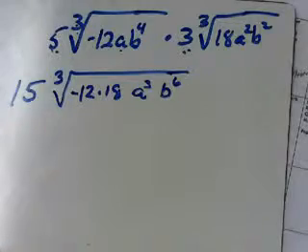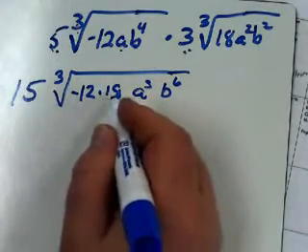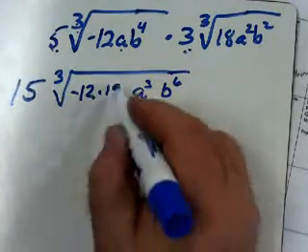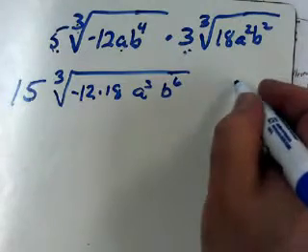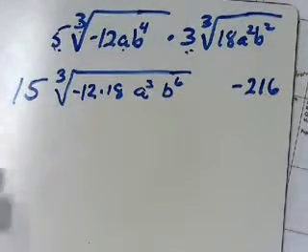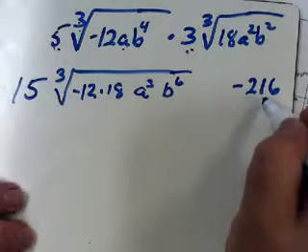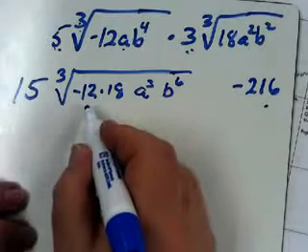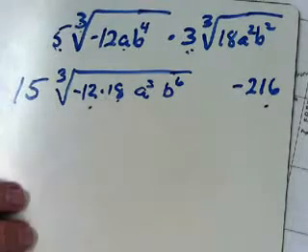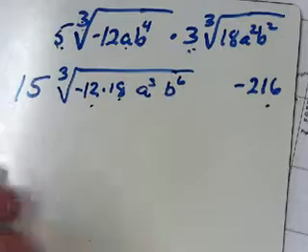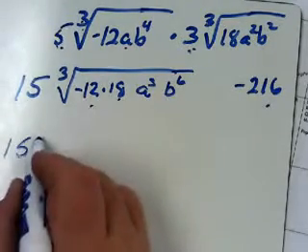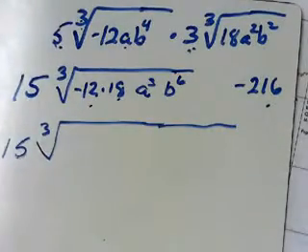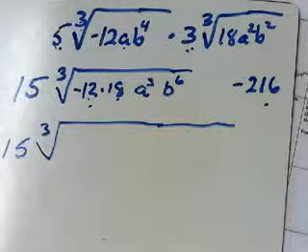I left this as a negative 12 times 18 for the following reason. If I took and multiplied these two things together, I'd end up with a negative 216. Do you think it's easier to find the prime factorization of a negative 216 or the prime factorization of these two things individually? Depends.